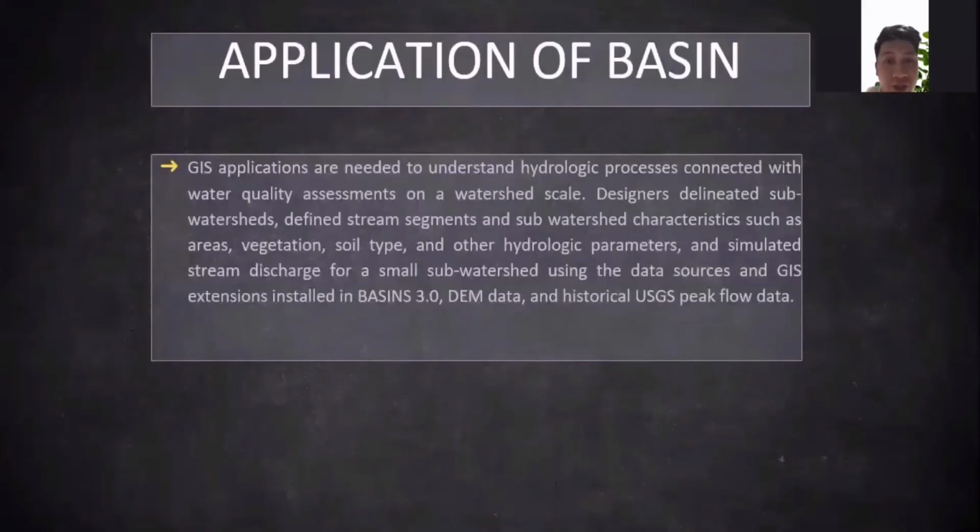Application of basin. GIS applications are needed to understand hydrologic processes connected with water quality assessments on a watershed scale. Designers delineated subwatersheds, defined stream segments, and subwatershed characteristics, such as areas, vegetation, soil type, and other hydrologic parameters, and simulated stream discharge for a small subwatershed, using the data sources and extension installed in BASINS 3.0, DEM data, and historical USGS peak flow data.